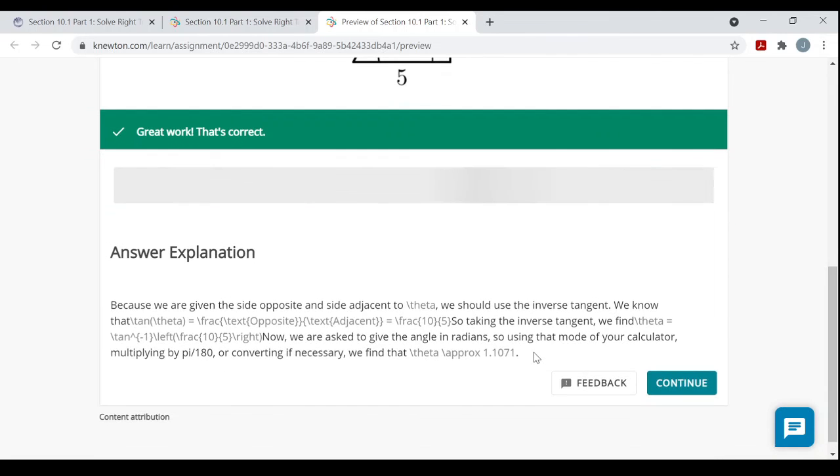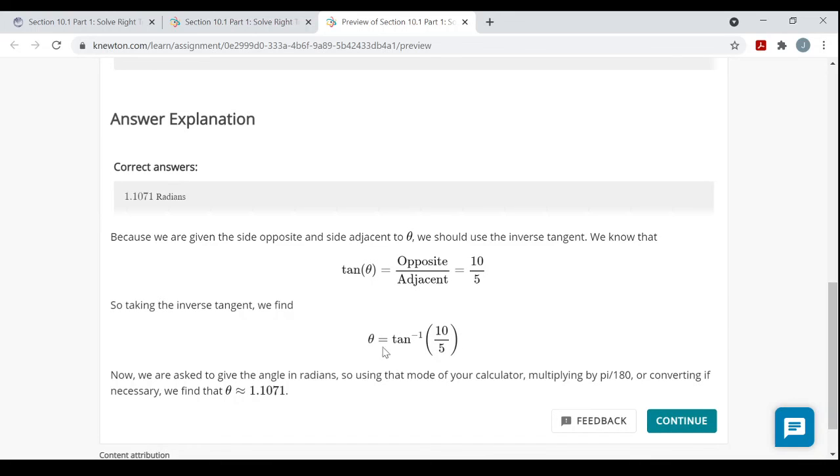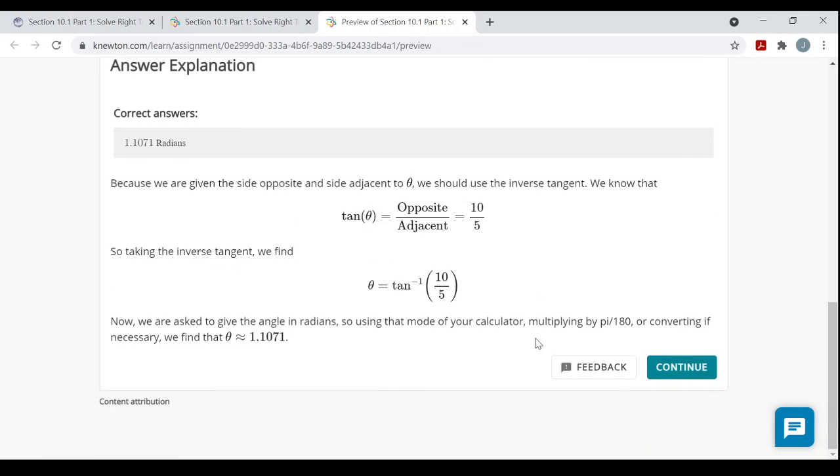Wonderful. And again, look at their answer explanation. They take you through the same thing I just showed you, the inverse tangent of 2. Hopefully watching me do this, looking at the more instruction if you need to, and reading the answer explanations when they come up all help you out when you're working on this material on your own.